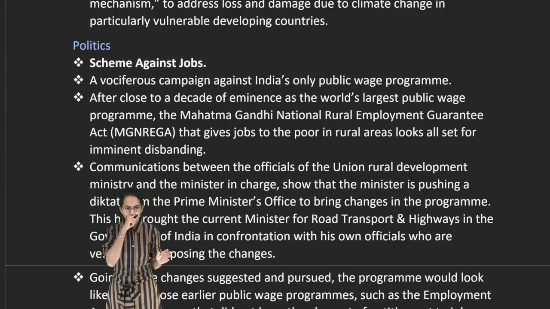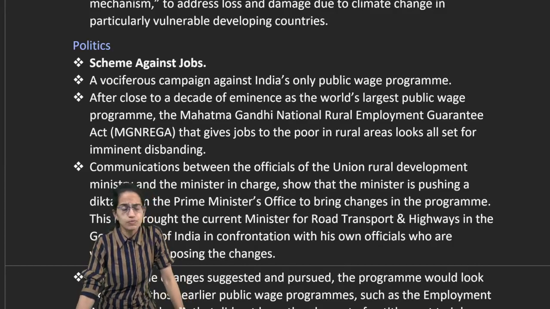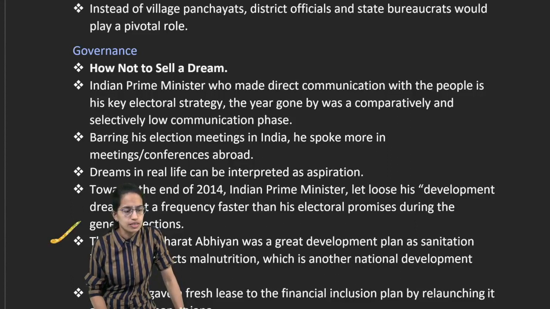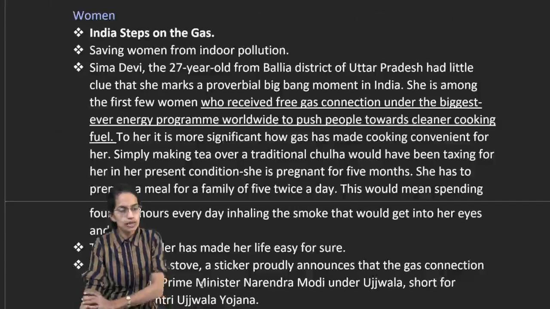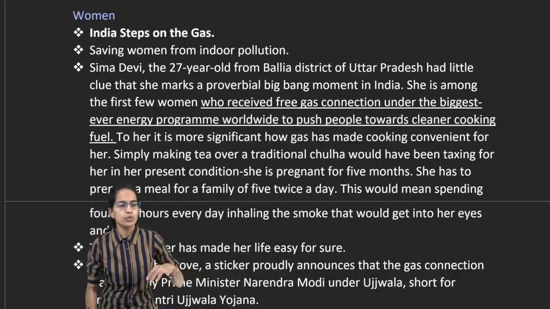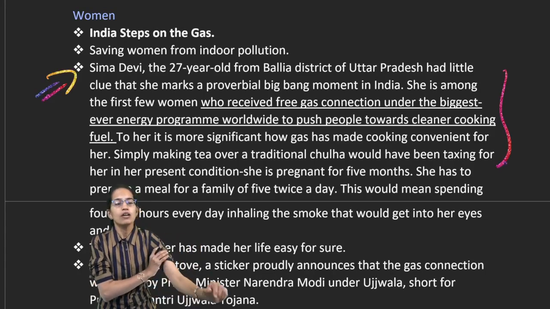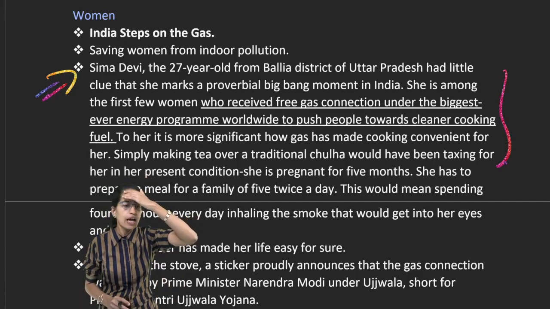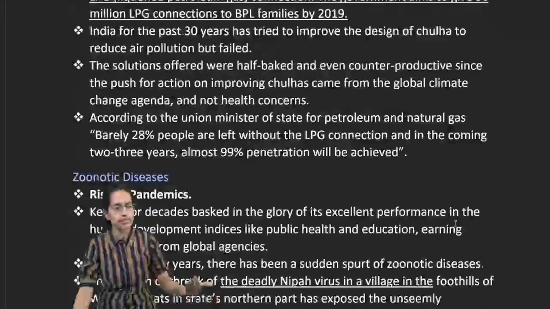The next is the politics. And in this, we have seen the various schemes. Manrega is a good scheme. Then you have the Ujjwala scheme, Swachh Bharat Abhiyan, Jan Dhan Yojana, the replacement of the Planning Commission by Niti Aayog. Some of those have proved to be life-changing. Now, here is one example of free gas connection. The first woman, Seema Devi, from the Balia district of Uttar Pradesh, got this free gas connection. And then there are various other BPL families who are getting the benefit of it.